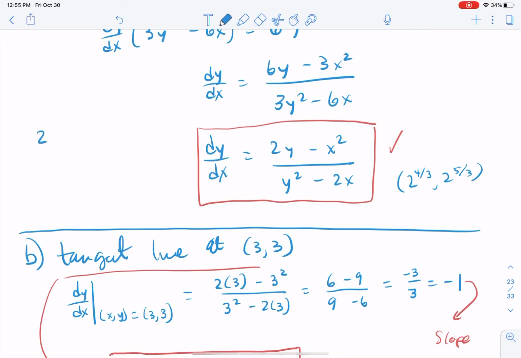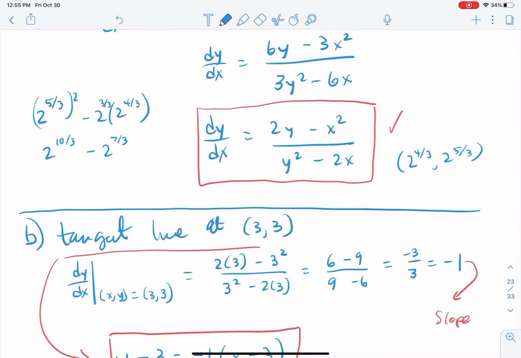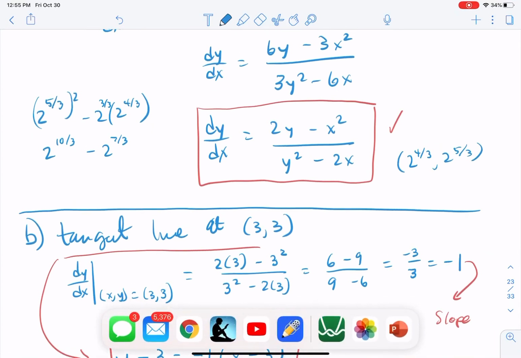So I'll have 2 to the 5/3 squared minus 2 times 2 to the 4/3. Okay. And then when I square that first term, it's 2 to the 10/3. And this one, when I do the multiplication, think of that as 3/3. Add those exponents, 2 to the 7/3. Not going to get 0. Hooray. So we have accomplished our task. We did find ourselves a horizontal tangent line in quadrant number 1.